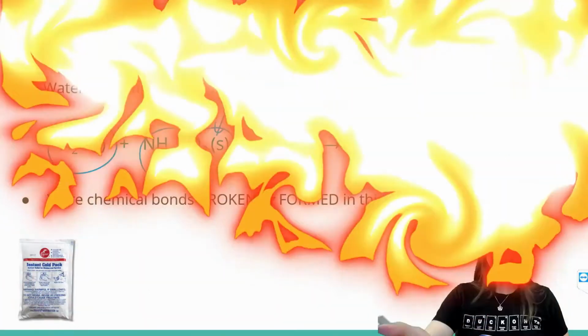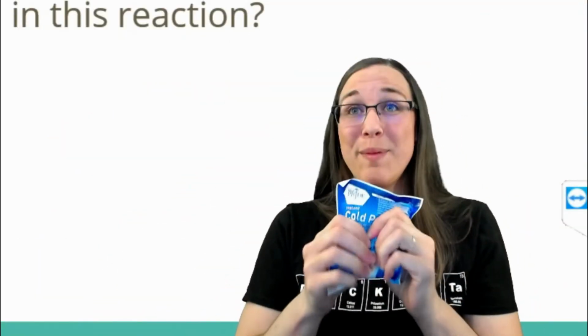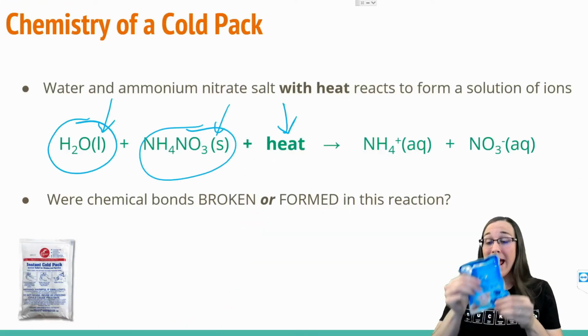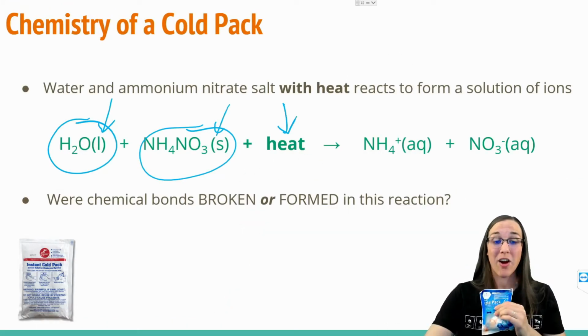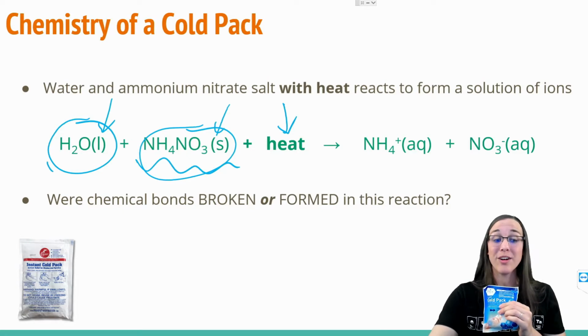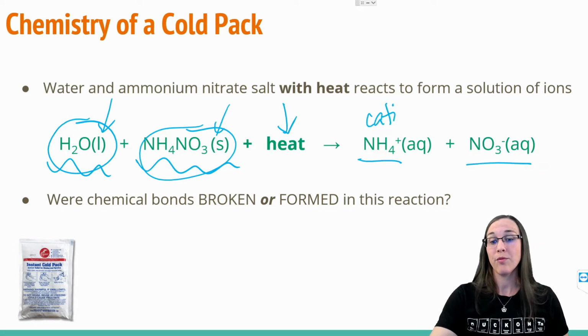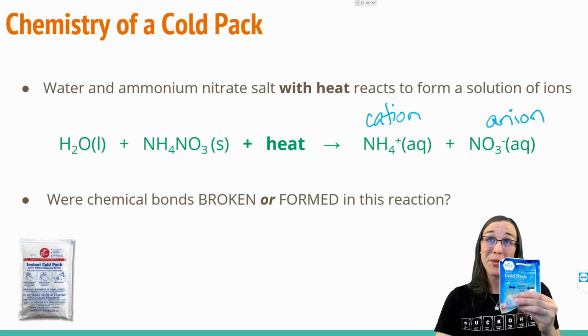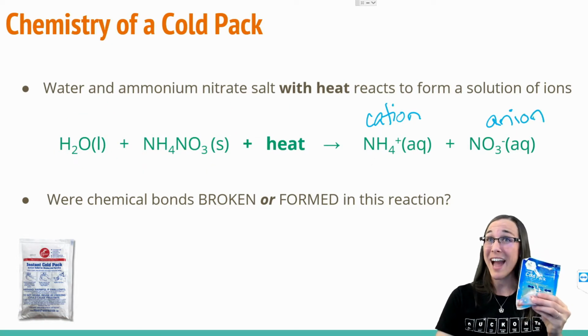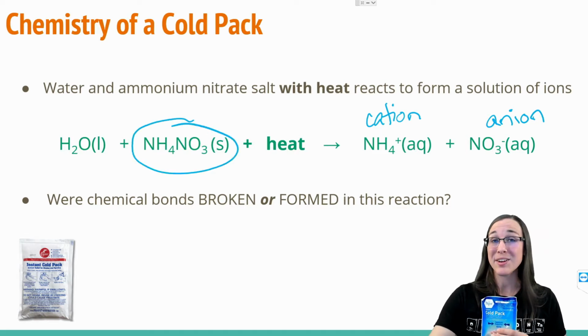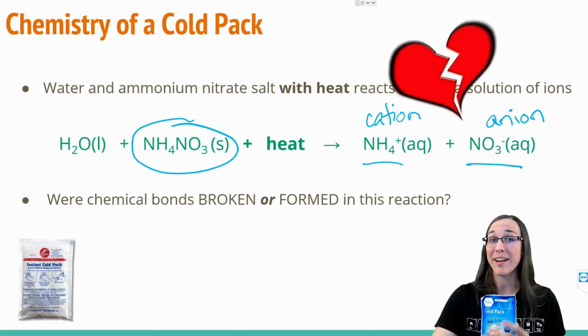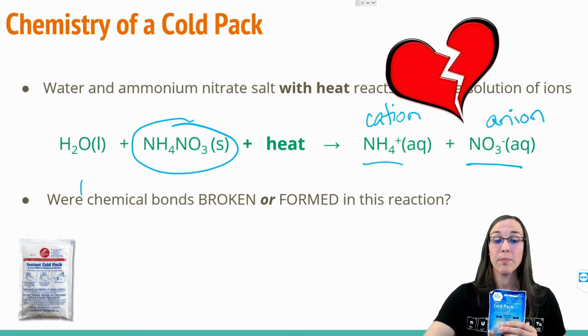Now, when we add heat to this system and we squeeze together right here to pop that water packet and shake this, what happens is we end up dissolving our ammonium nitrate salts in the water that's now released from the packet that we pop. And we end up with products that are separated from each other, in the cation form for ammonium and the anion form for the nitrate. So in the case of the cold pack chemistry, we can say that on the reactant side, the chemical was together, but on the product side, they're separate. Therefore, we can say that bonds were broken.